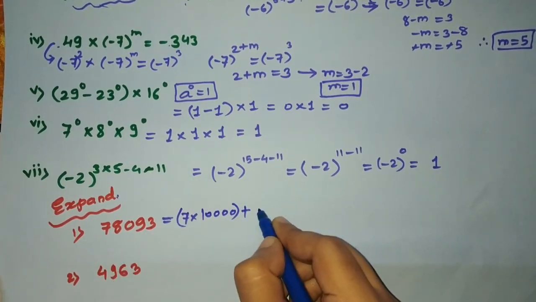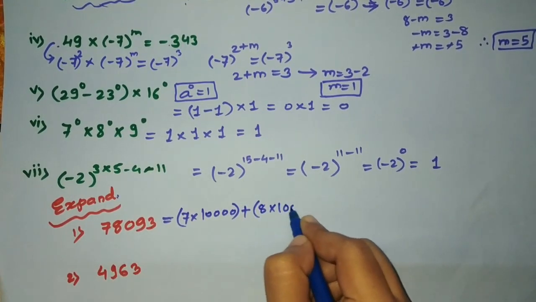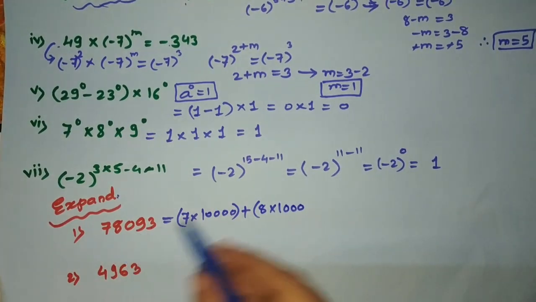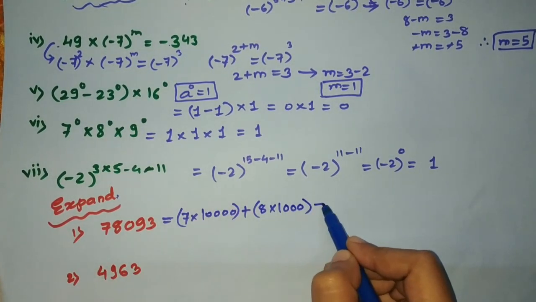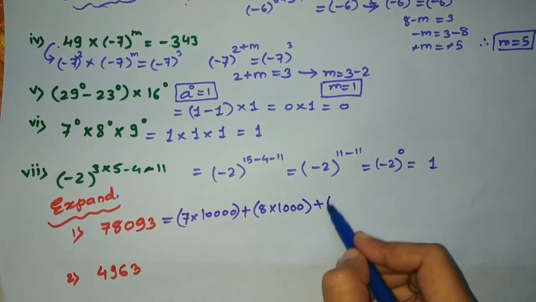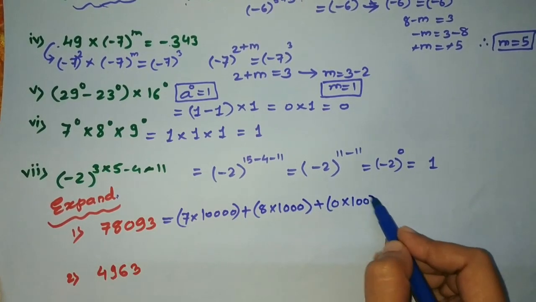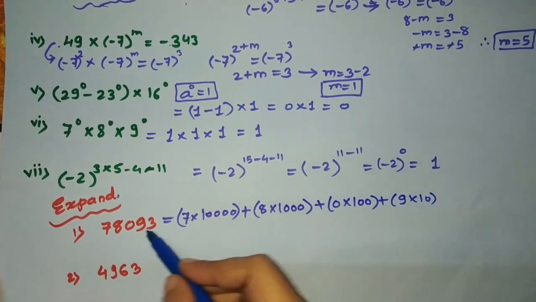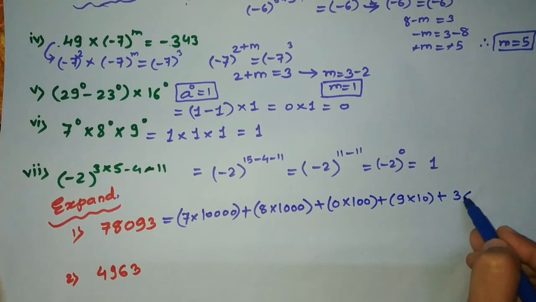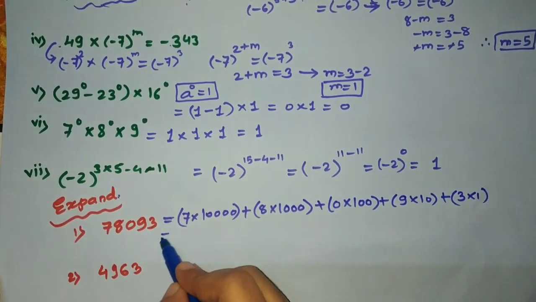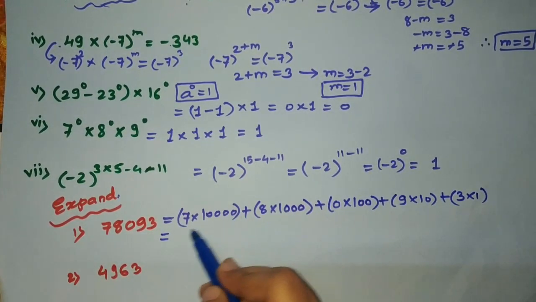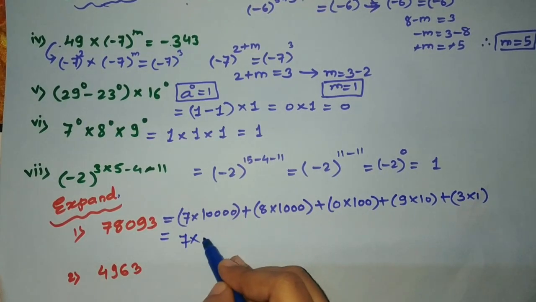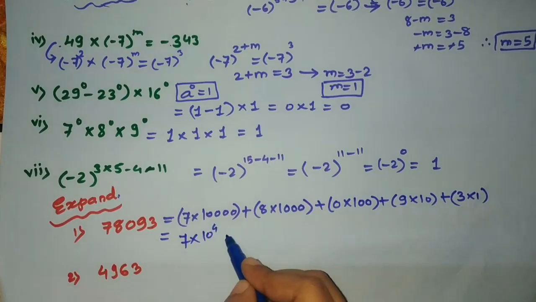Then again we will write plus 8 into 1000, and 10,000 place has 7. Plus 0 is there, friends. So 0 into 100 plus, we can write 9 into 10. 9 is on the 10's place, plus 3 is on the 1's place. So friends, we can write this in terms of powers of 10. That is 7 into, it is 1, 2, 3, 4. That means 10 to the power 4 I can write.